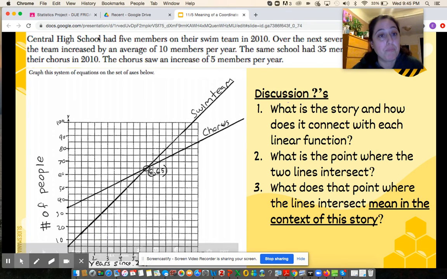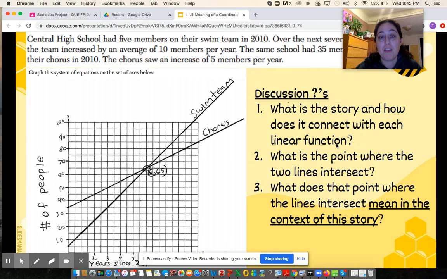Okay, so here we have a story, right? And this story is about a swim team, right? And a chorus. So this is actually student work, right? And they graph the story, they label their graph, right? It looks really good.